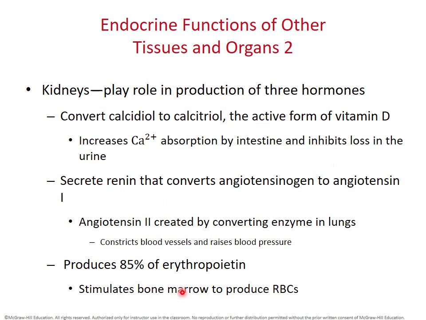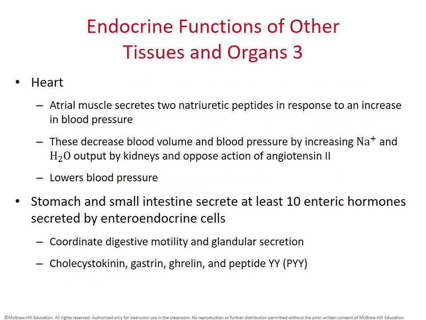They secrete renin, which is involved in blood pressure regulation. They are involved in the ultimate conversion of calcidiol to calcitriol, which is the active form of vitamin D. And they produce most of the body's erythropoietin, which again stimulates red blood cell production. The heart produces a hormone that affects sodium reabsorption, very much like mineralocorticoids, has the opposite effect of aldosterone and tends to reduce blood pressure by increasing sodium excretion in the urine.